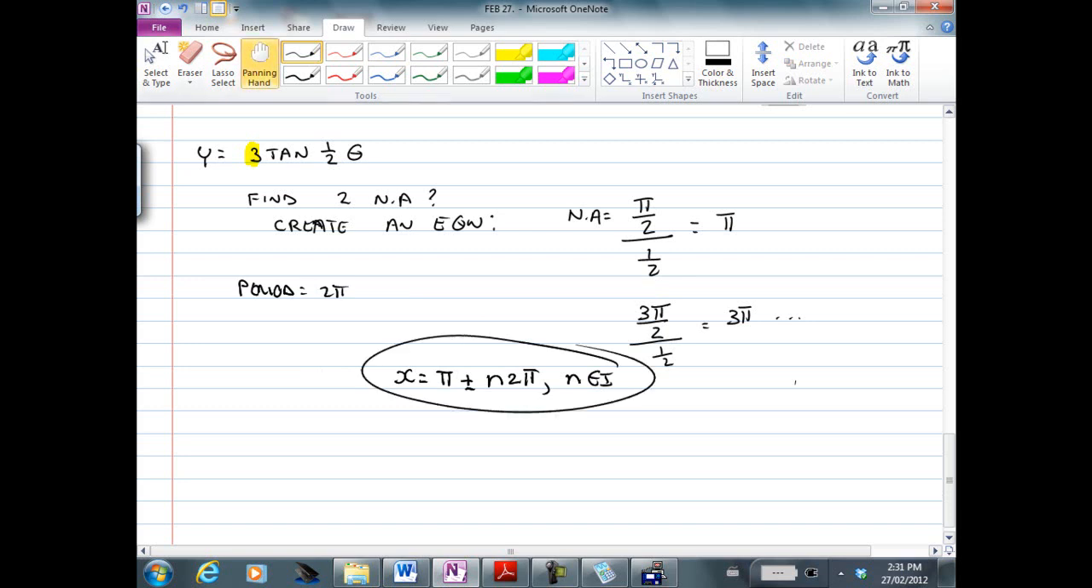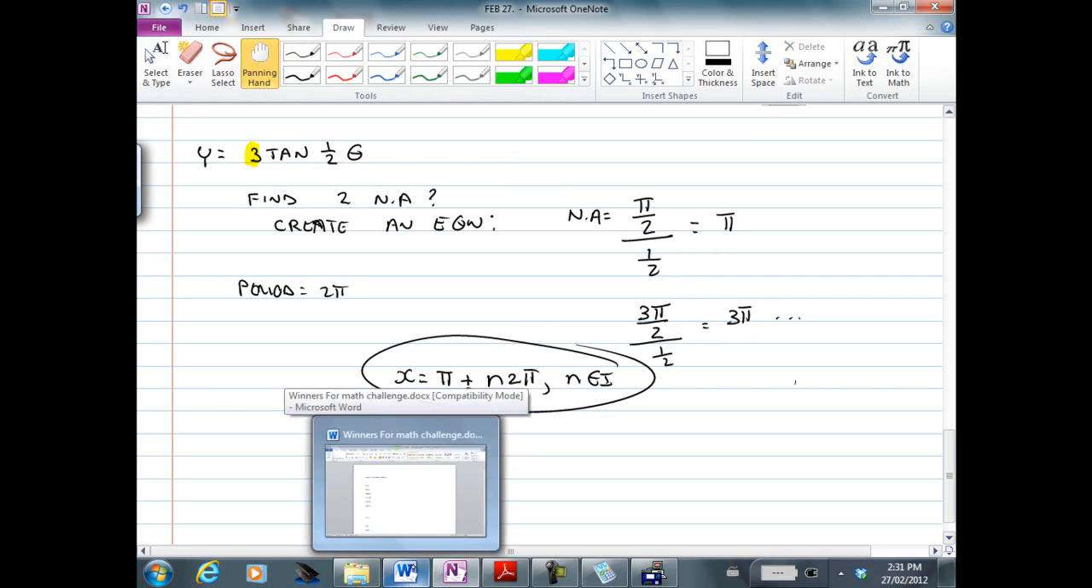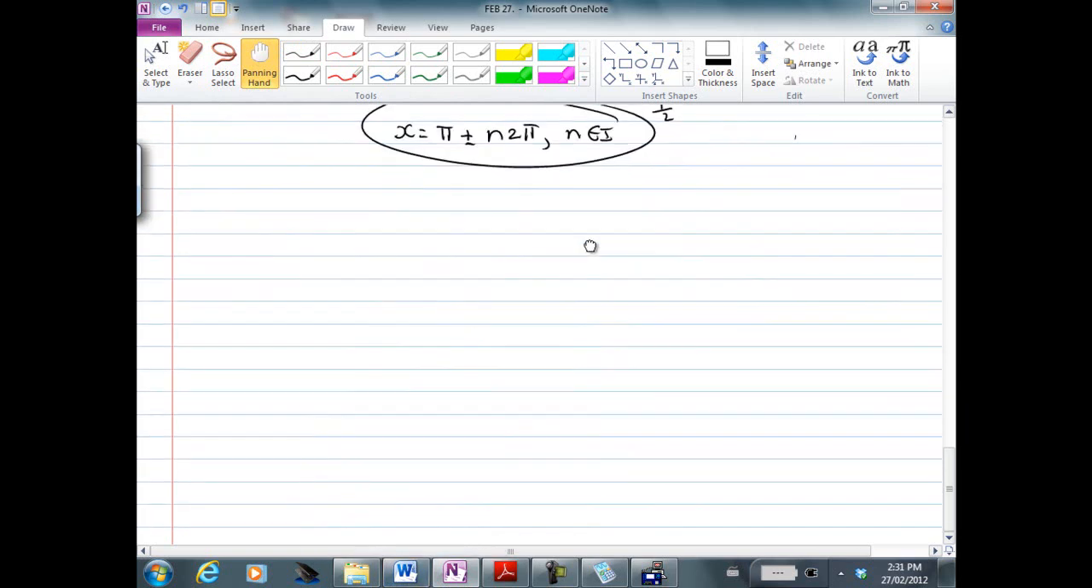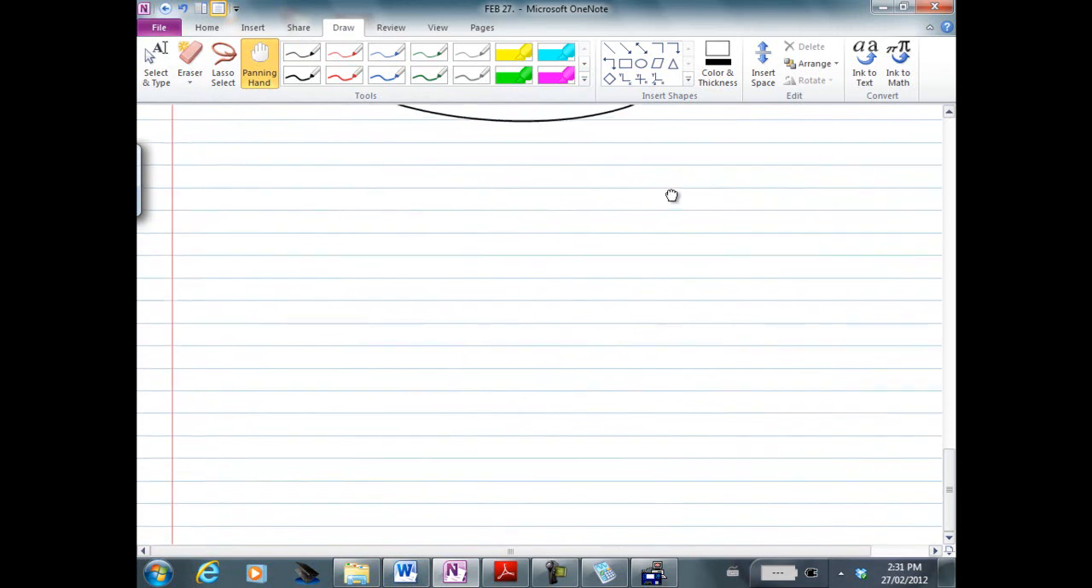In the book, they sometimes may use 3 pi. Like I said, every book is different. You should be able to figure out where these numbers come from, though. That is called tangent. Easy. One last thing, and we're done with this trig part 1.